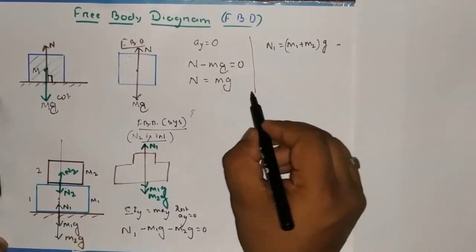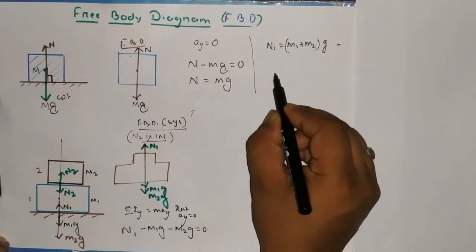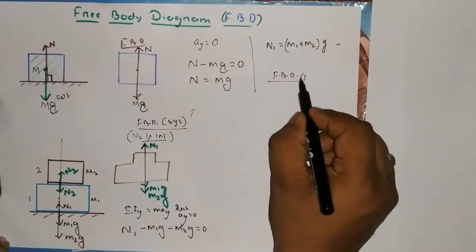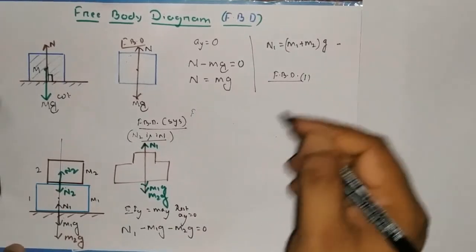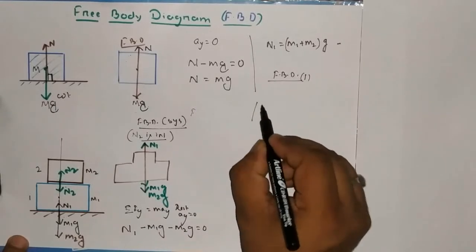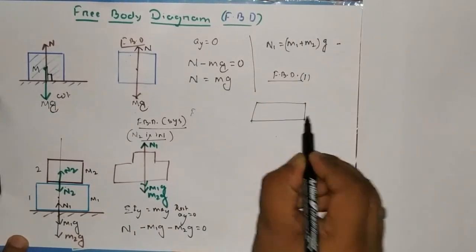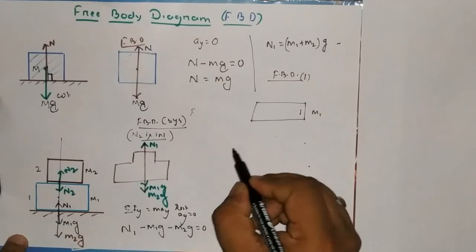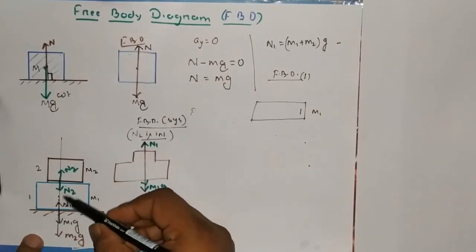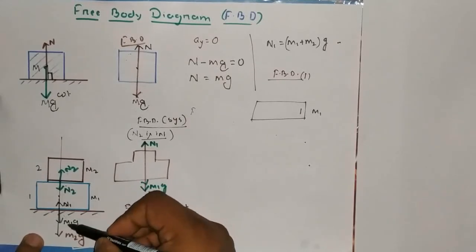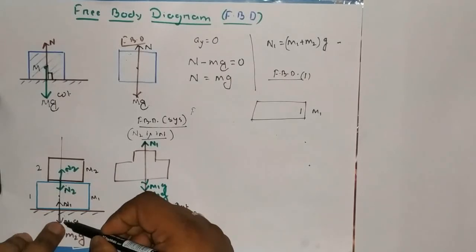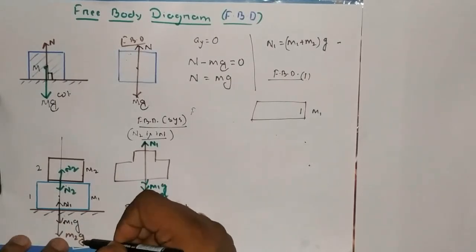Let us go for the free body diagram for body 1. Body 1 means this person. If I draw for that body only, this is body 1, mass is M1. What are the external forces? N1 is externally applied, N2 is also externally applied, and due to M1, only M1g is acting. Due to M2, M2g is a separate thing.